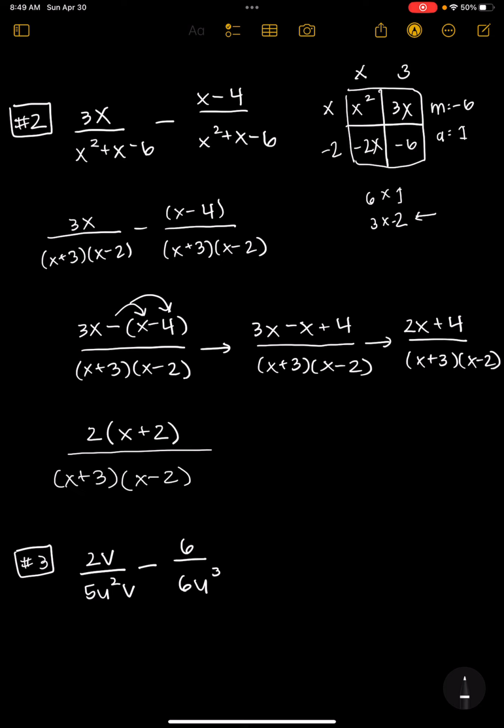Now, potentially, if you could cancel anything out, this would be where you would do it, but you can't cancel anything out. Even though you have an x plus 2 on the top, x minus 2 on the bottom, because they're different signs, you can't cancel those out. So this is my final answer. It's a pretty factored form final answer, but there's nothing that can be canceled out.